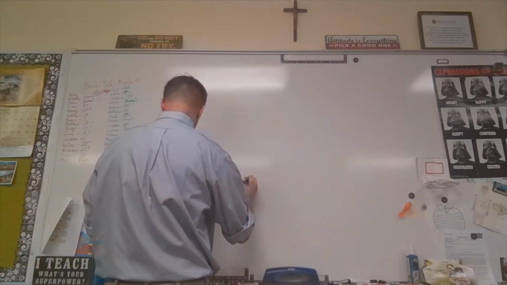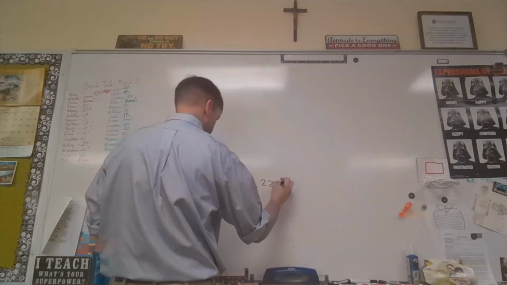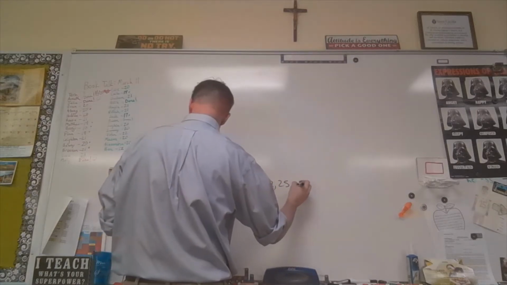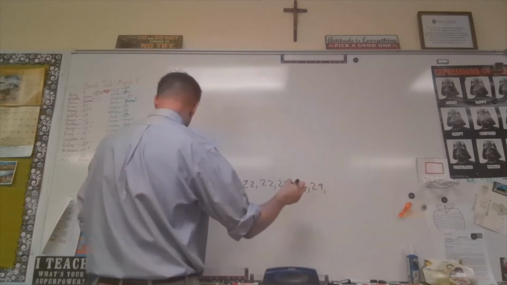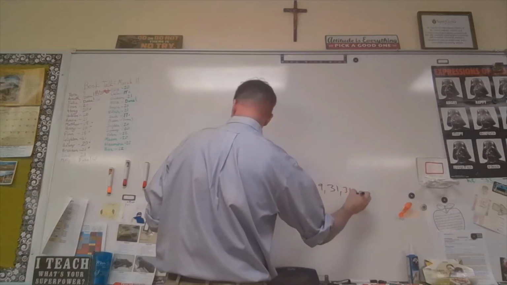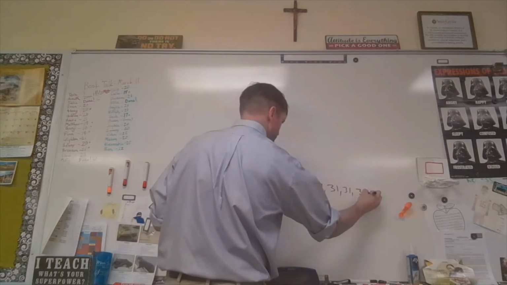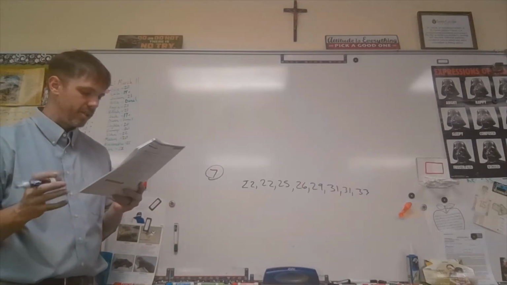let's see, 22, 22, 25, 26, 29, 31, 31, and 33. Okay, so there's all the numbers written in order.